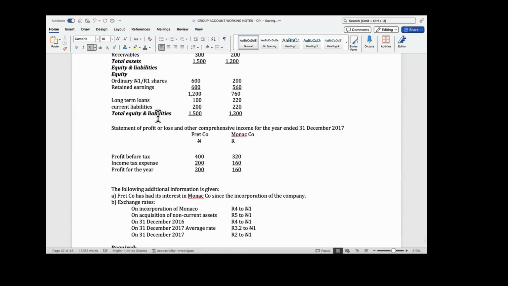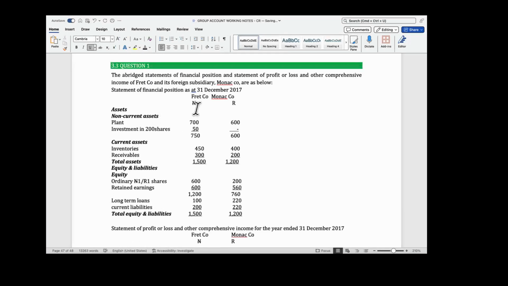So the first thing we do, we have established that this is a foreign subsidiary. So to consolidate is very straightforward, really. But we cannot consolidate this guy's account when he has presented a statement in another currency. So the first thing we need to do is to translate.